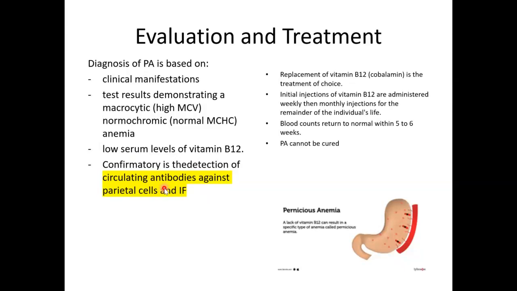So this person who has pernicious anemia, because they are positive for one of these antibodies, will get replacement for the rest of their life. Again, if it's just a deficiency and they don't have these antibodies, we can get the level up and then they can stop taking it. Blood counts return to normal within 5 to 6 weeks. And if somebody has pernicious anemia, like I just said, with these right here, it cannot be cured.